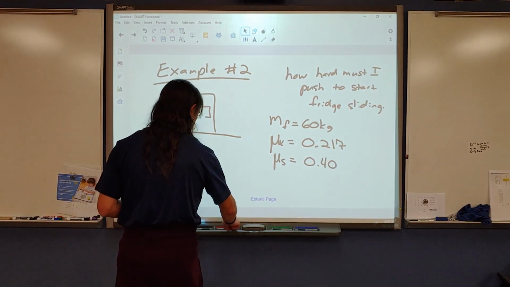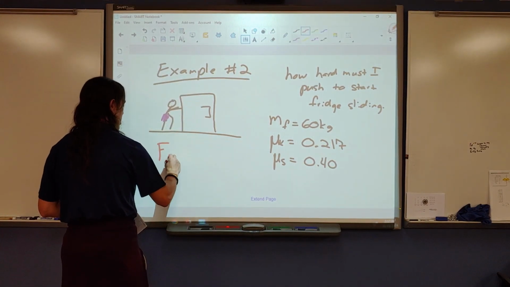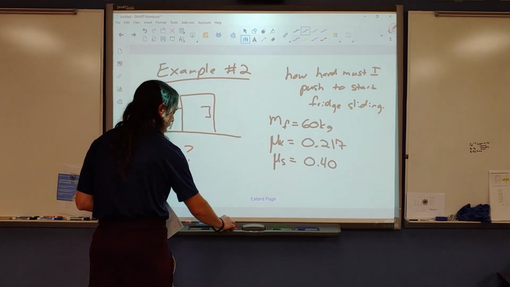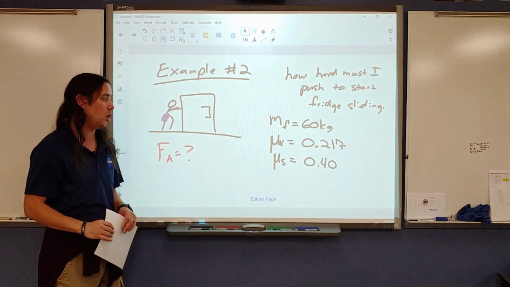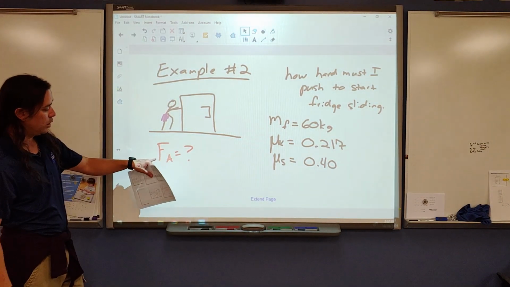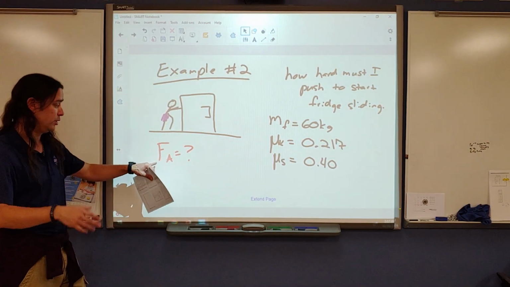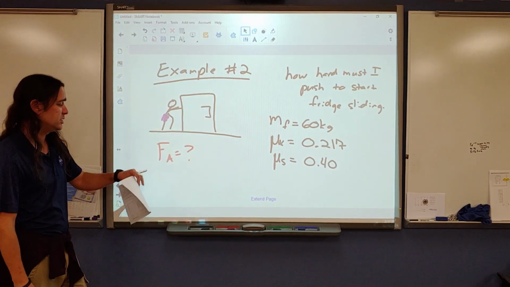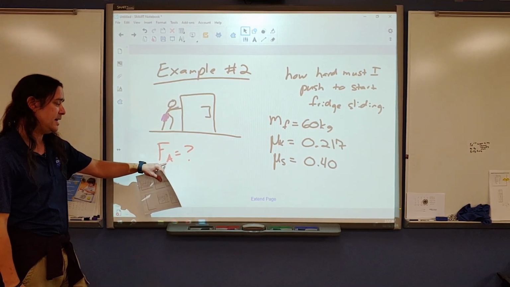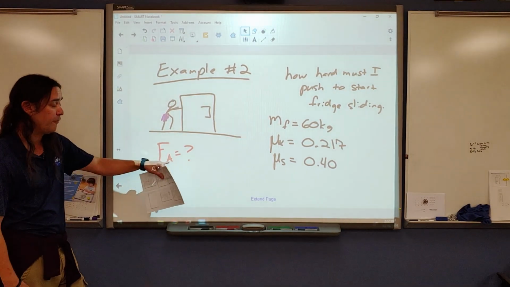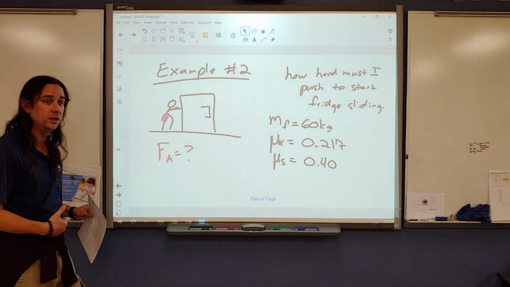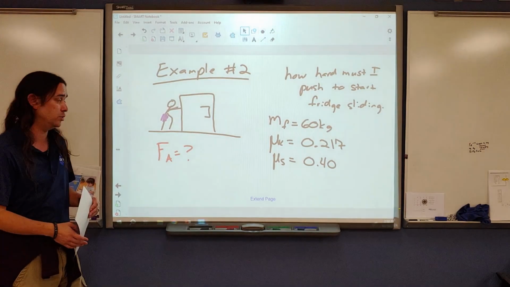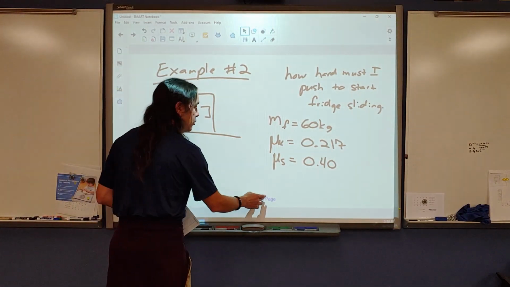How hard must I push? In other words, this time I'm looking for an applied force, which is a type of normal force. That's me applying a force onto the fridge. It is common for most groups, including the AP exam and myself, if you're pushing something to maybe mark it as FA instead of just FN, or FP. So FA is for force applied, FP would be force of push, or something like that. But give it a sensible name.